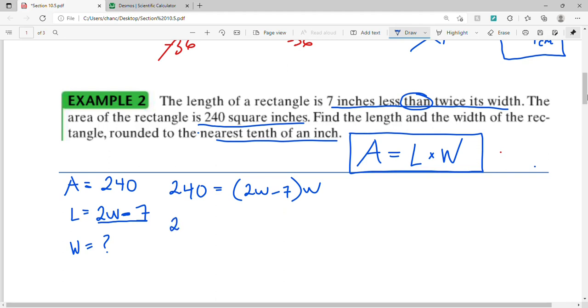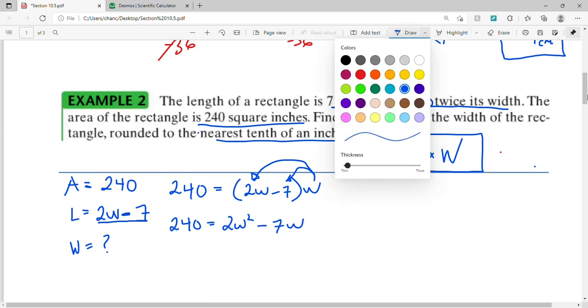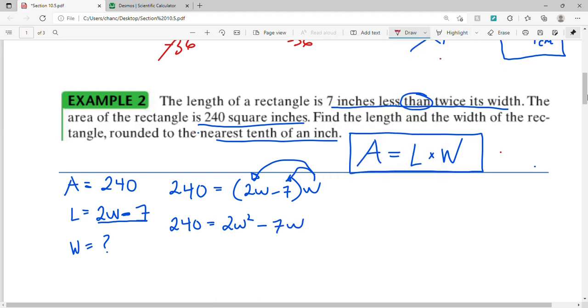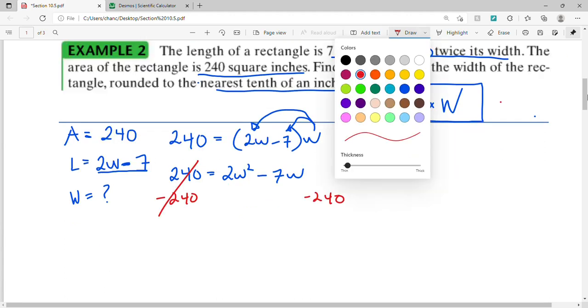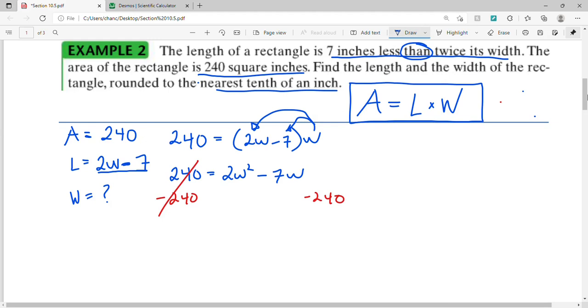So this gives me 240 equals, now we could distribute here, 2W times W is 2W squared. Negative 7 times W is negative 7W. The next step is to set this equal to 0 and see if this is factorable. So we'll subtract 240 from both sides. This gives us 0 equals 2W squared minus 7W minus 240.